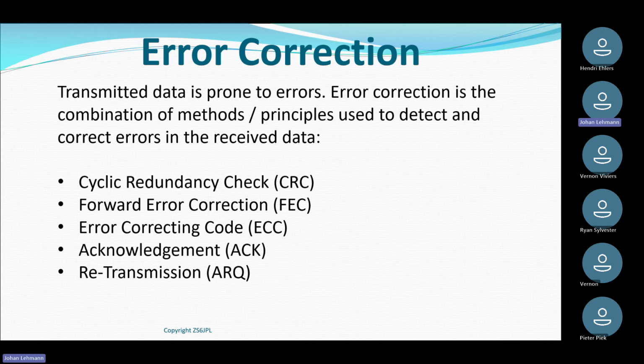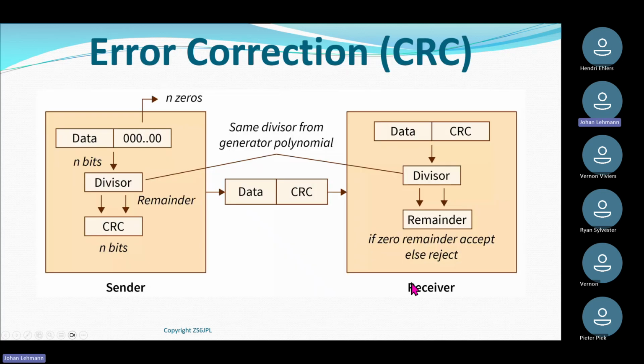And we're going to look at CRC, cyclic redundancy checks. We're going to look at forward error correction. We're going to look at error correcting code. We're going to look at acknowledgement and retransmission. These are all in your manual, and there's some questions on it that I've asked at the end of the chapter for you. Okay, so let's start. The first part I call CRC, cyclic redundancy check.